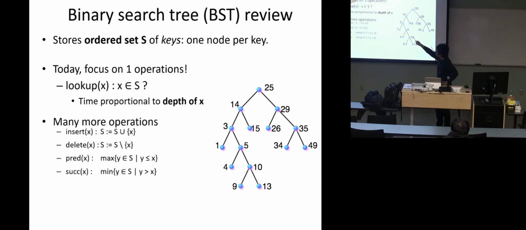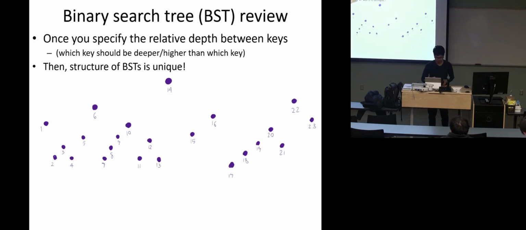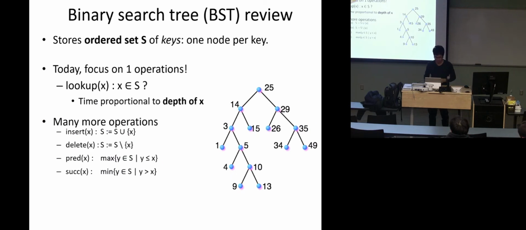Today, we're just going to focus on one operation, the most basic one, which is lookup. You want to check if a node is in the set or not. The time that you need to spend when you want to look up, let's say for 10, is just the depth of this. You keep going down the tree, so you pay the length of the depth of this element. That's the cost.